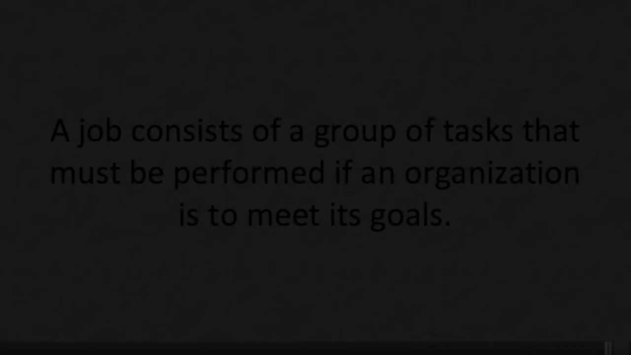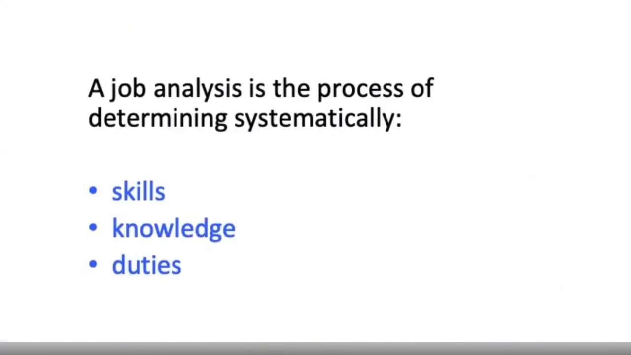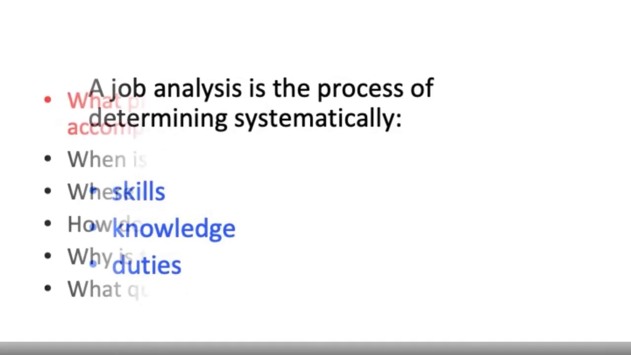Well, a job consists of a group of tasks that must be performed if an organization is to meet its goals. A job may be held by only one person or by many people. A job analysis is the process of determining systematically the skills, knowledge, and duties required to perform jobs in an organization. It is performed by obtaining answers to 6 questions.